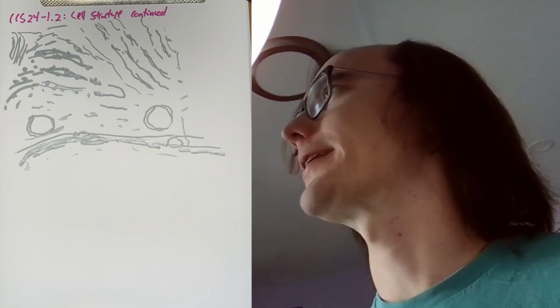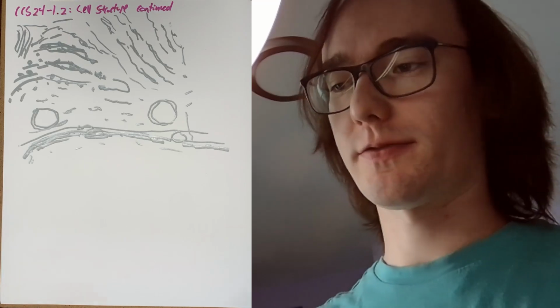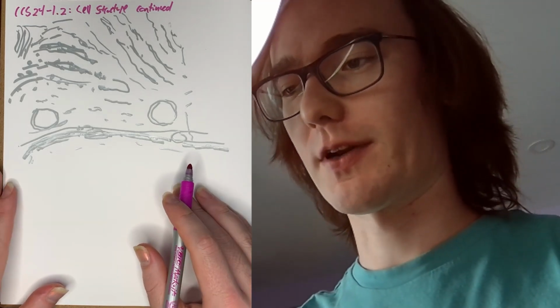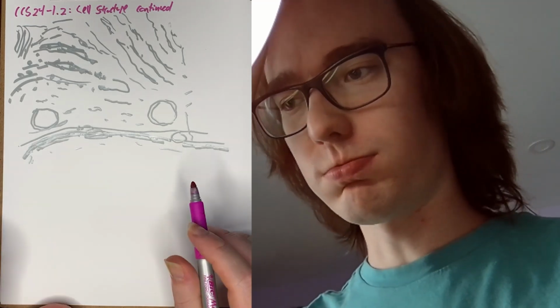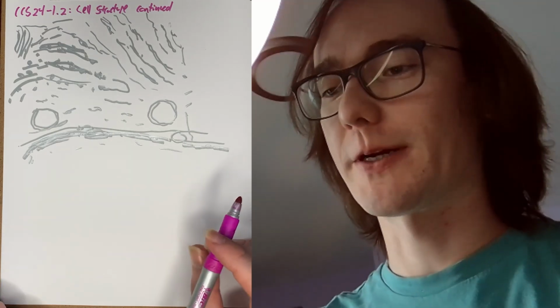So we got a picture here. And this is supposed to be a picture of what comes out of an electron microscope. It's a little hard to tell what's going on right now, so we're going to toss in some labels and hopefully we'll start to figure things out.